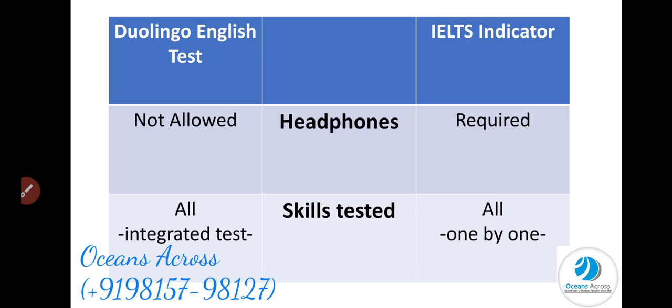But in IELTS indicator test, you're going to be tested one by one. Firstly, you're going to have your listening, then your reading, writing and speaking, just like the IELTS test, a day prior or after the real LRW test. So these are the skills that are tested.